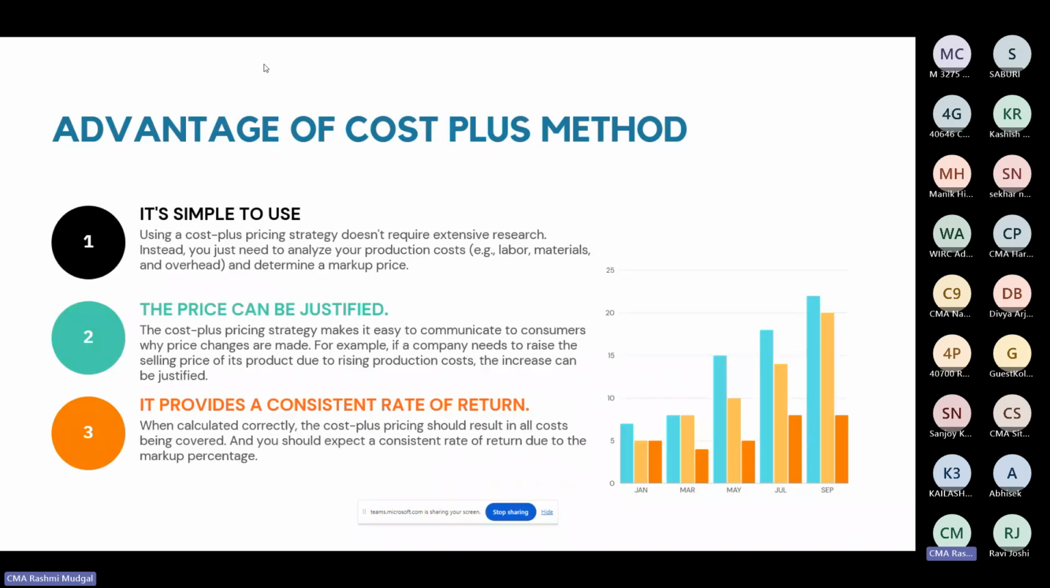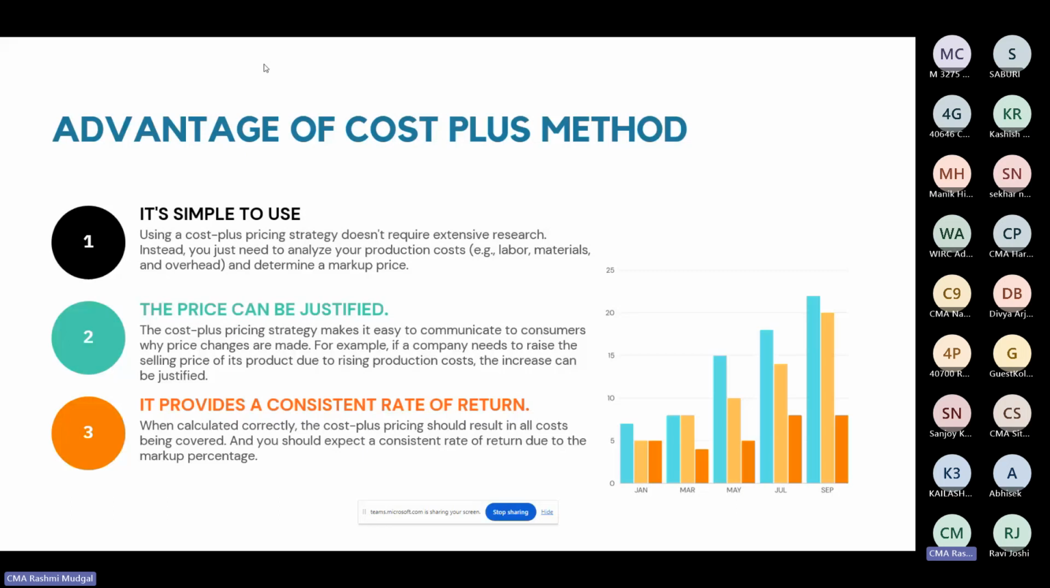For example, if a company needs to raise the selling price of a product due to rising production cost, the increase can be justified. We can say that the raw material price has increased, that's why we are increasing the selling price. So it makes the customer very comfortable, and they believe that we are getting a good product, and value addition is also there. We are getting a legitimate good for what we are paying. So here the customer is at least satisfied with what they are paying for. It provides a consistent rate of return.